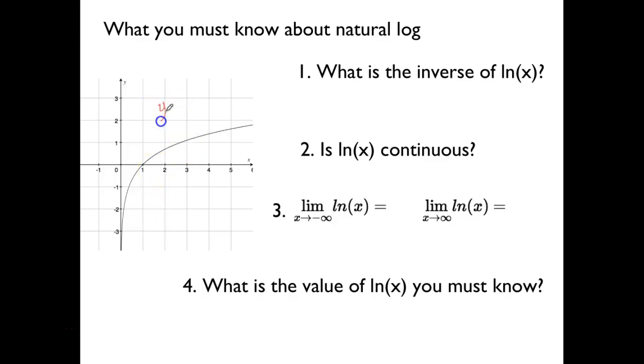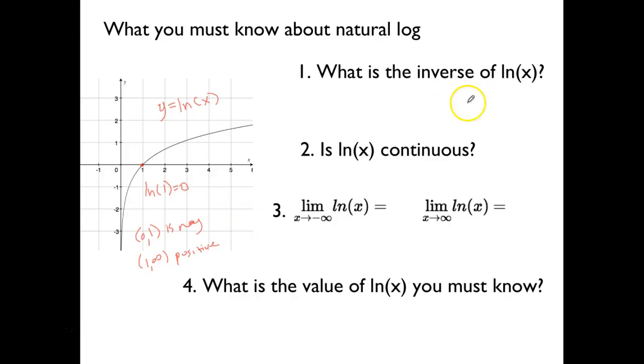This is a graph of the natural log of x. Remember, this is the point you need to know: natural log of 1 is 0. You need to know that anything between 0 and 1 is negative. Anything from 1 to infinity is always positive. That's important to know.